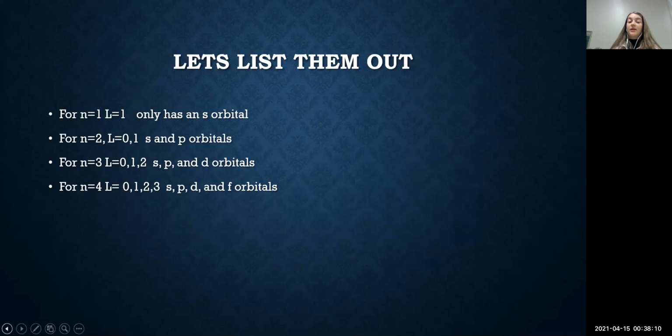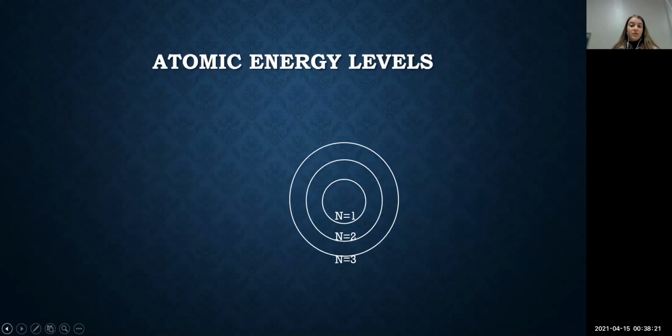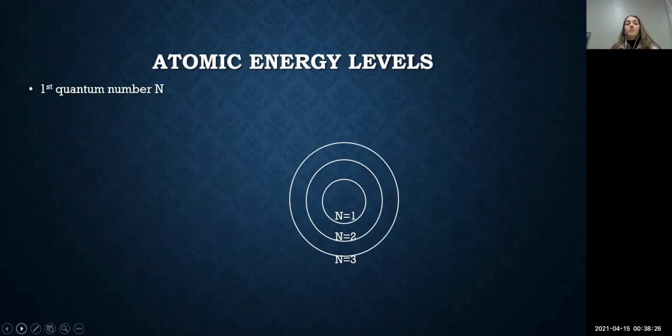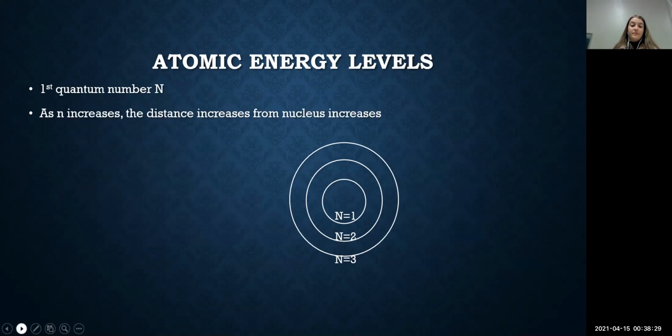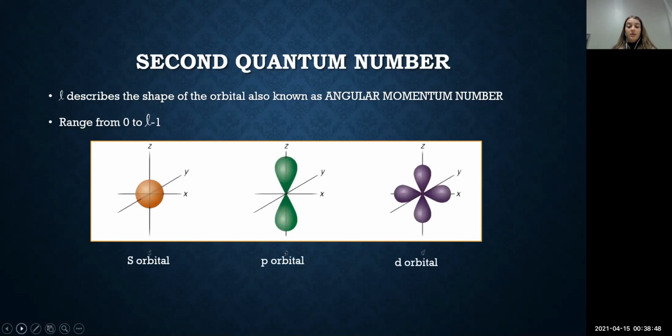So what is our n? Let's give a little test. What is our n number? What is that called? That is going to be the first, principal quantum number. And then the second quantum number is going to be our angular momentum number. So first quantum number is n, it's principal quantum number. And then the second one is angular. You can think about angular as the shapes or what they specifically look like.